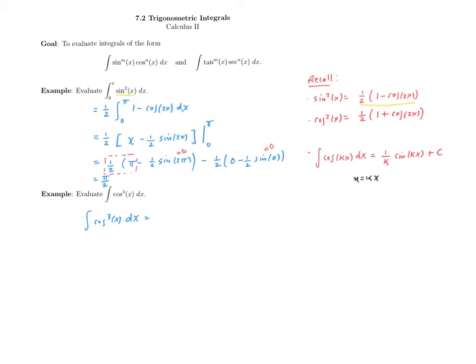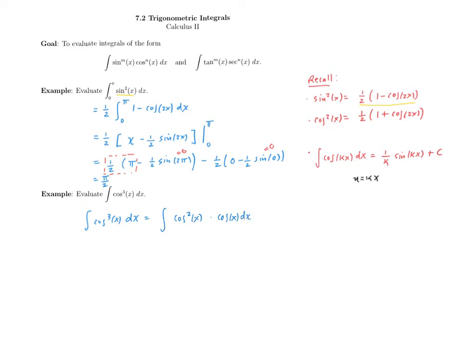So our goal is going to be to algebraically manipulate the cosine cubed, our integrand, using trig identities to assist us so that we can evaluate this with a substitution. So to start, I'm going to write this as cosine squared times cosine.